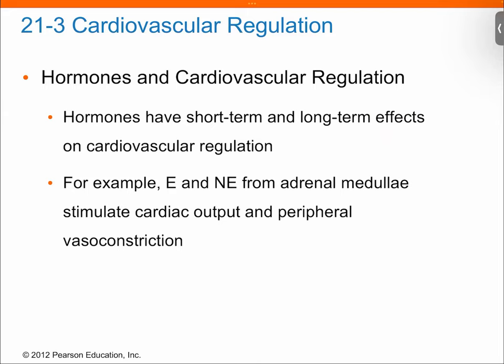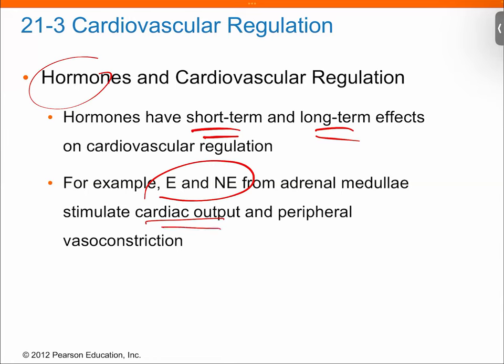Other types of controllers that we're going to see is going to be hormonal control. So we have short-term versus long-term effects of this particular regulation. Ultimately, if you take a look at the excretion of your adrenalines, this is going to increase and stimulate your cardiac output. We already saw that one, right? Why? Because this is going to be a positive activator of peripheral vasoconstriction. And also from our cardiodynamics flowchart, we know that vasoconstriction will increase cardiac output, right?